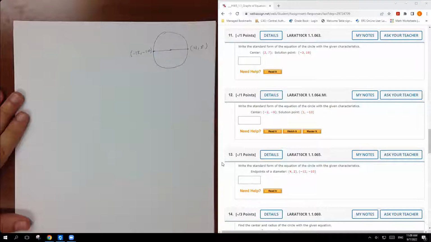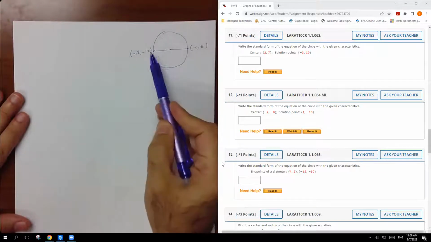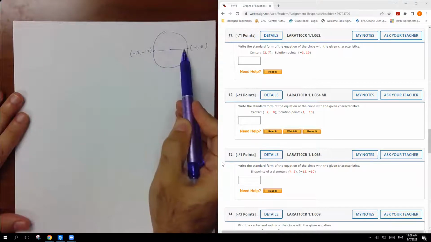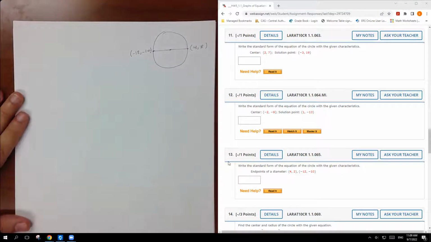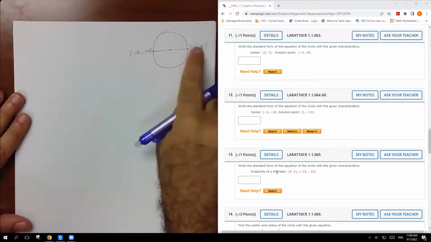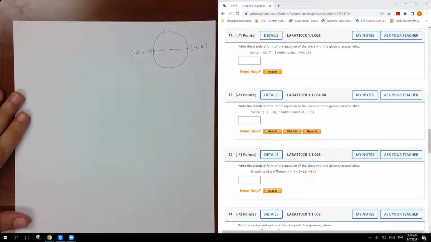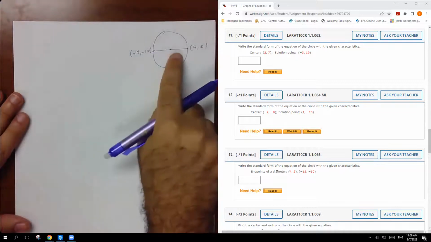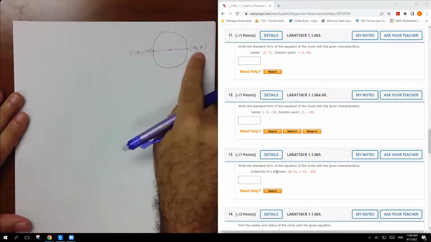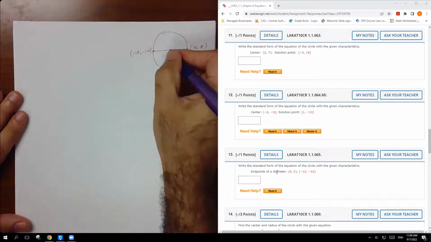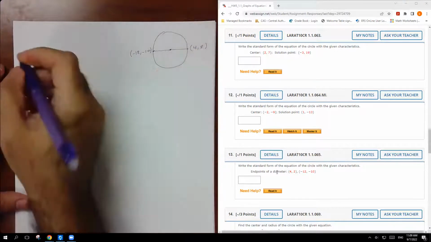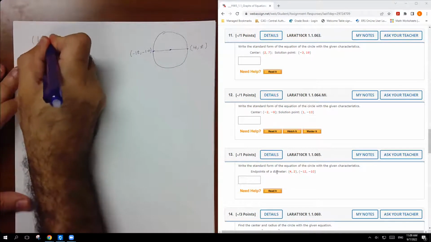So I did a simple graph. Here's the circle, and we have only two points. They're telling you the endpoints of the diameter. So here's the diameter. The endpoints here are (-12, -10) and (4, 2). What we need to do is find the equation of the circle. The first thing: the midpoint between these two points is going to be the center. So our first step is to find the center, h and k.